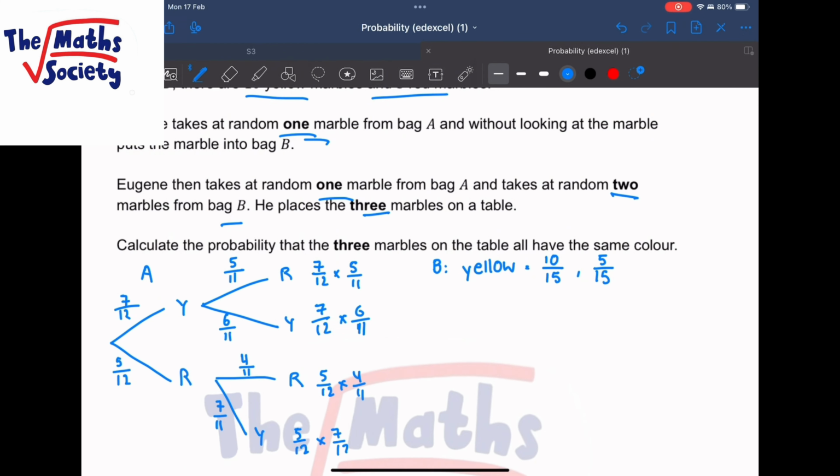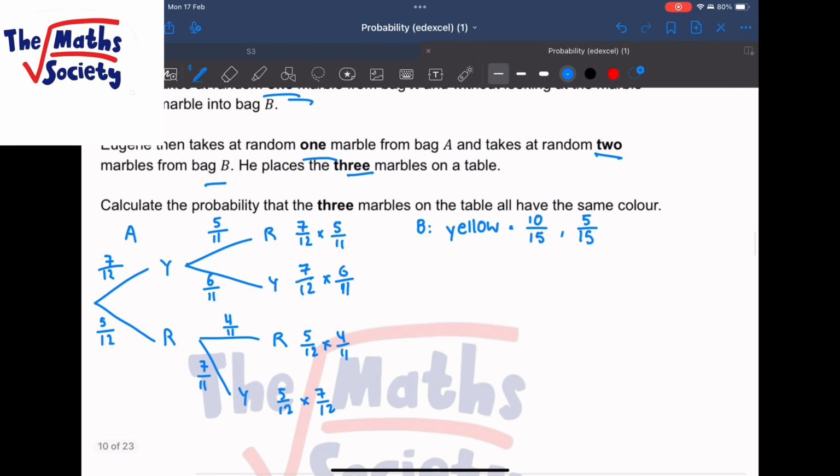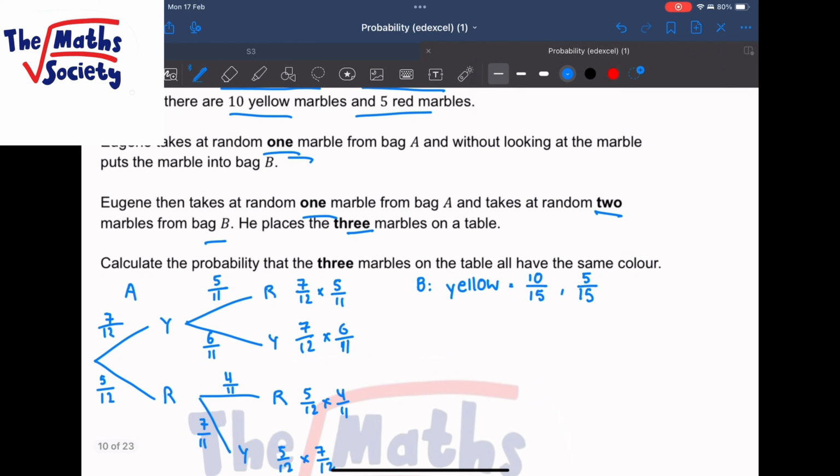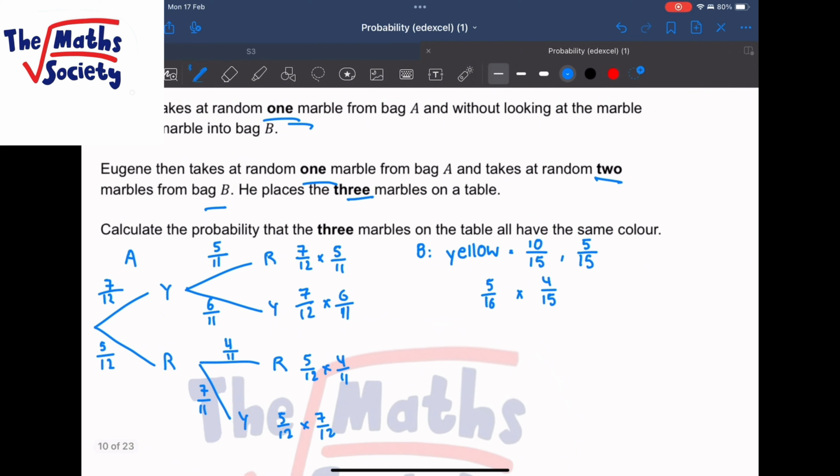In yellow, so we know that it will be, if they put it, because they're gonna put it into the next bag as well, which is going to be red, is going to be 5 by 16 multiply, and it's gonna be 4 by 15, right? Because it has to be the same color. And 11 by 16, because it's yellow, multiply 10 by 5.